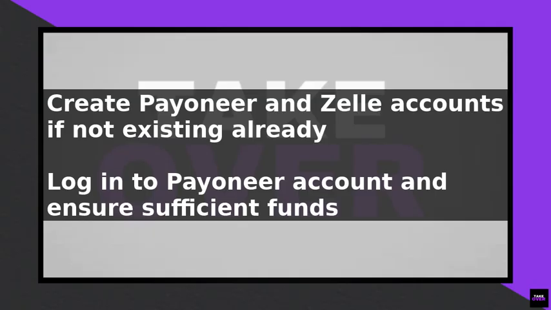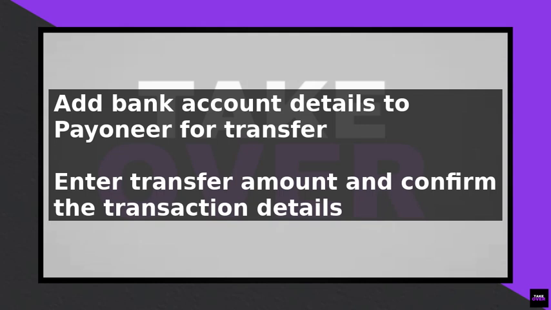First, log into your Payoneer account and make sure you have sufficient funds in your account. Then, click on the Make a Payment or Withdrawal option, and select the Bank Transfer option. You will need to add your bank account details, which should be the same bank account linked to your Zelle account. After adding your bank account details, enter the amount you want to transfer and confirm the transaction.